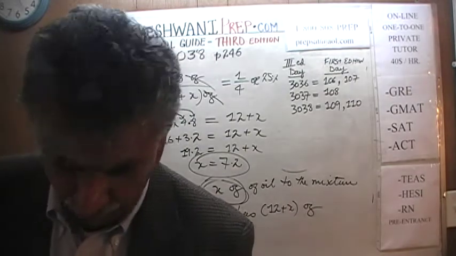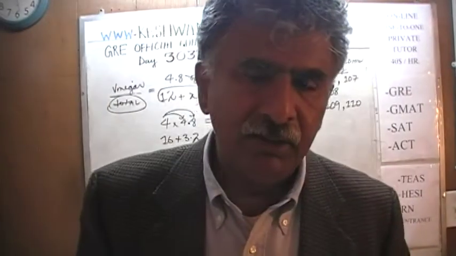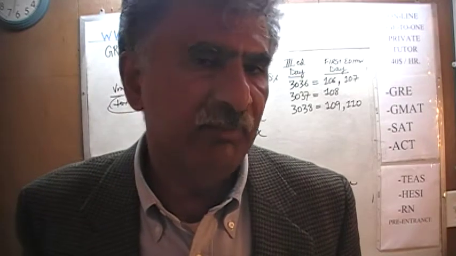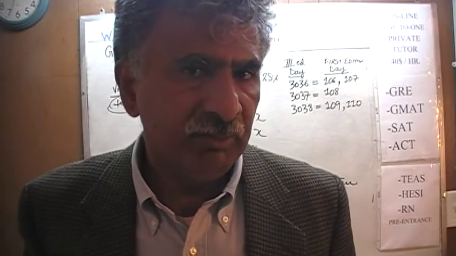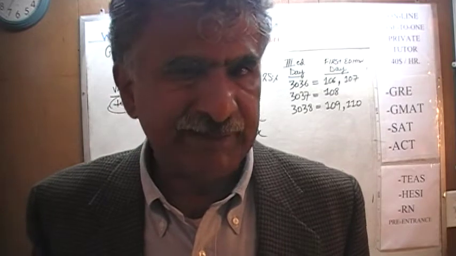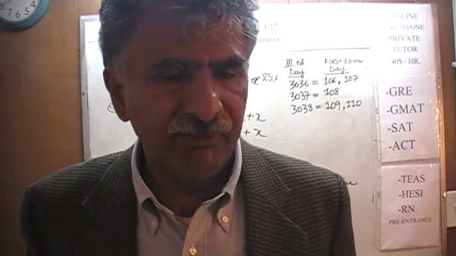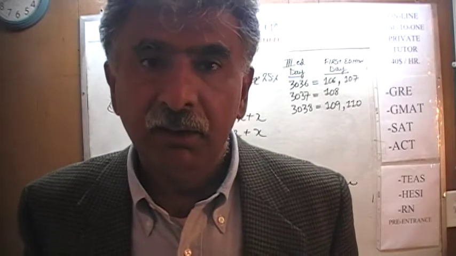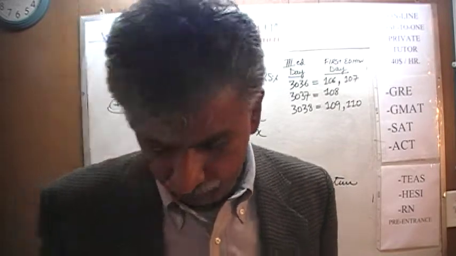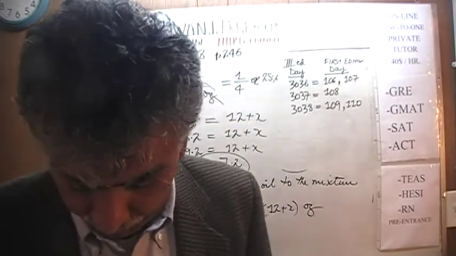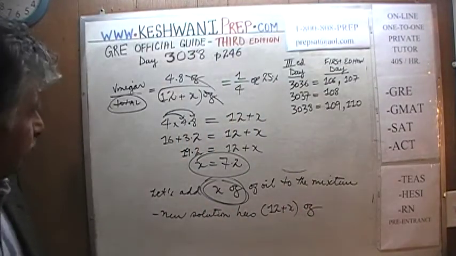The question was, how much oil must we add so that we reduce the concentration of vinegar from 40% down to 25%? The answer is, we must add 7.2, or 7 1/5 ounces of oil in order to have the concentration that we are looking for, 25% that is. Let's do the next one, shall we?